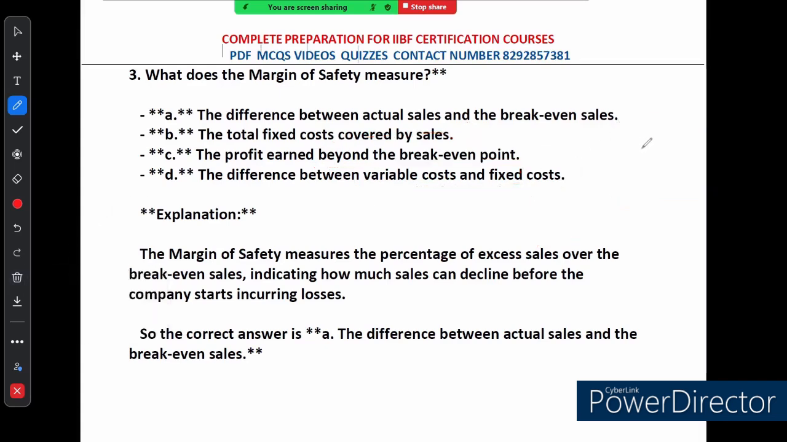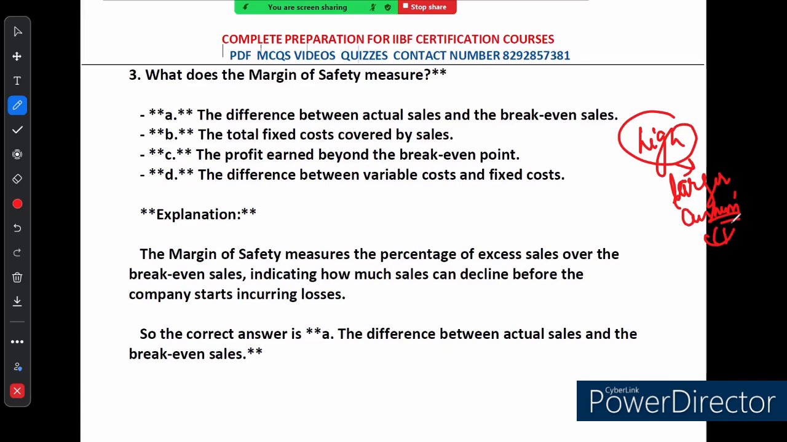Suppose your margin of safety is high. In that case, you have a larger cushion, right? Which means you can withstand a decline in sales without worrying too much about dipping into loss. On the other hand, a low margin of safety indicates that even a small drop in sales could put your business at risk. So understanding the margin of safety helps you gauge the financial health of your business.